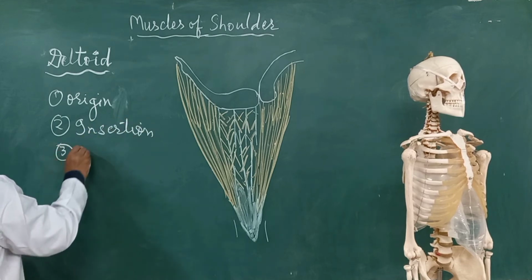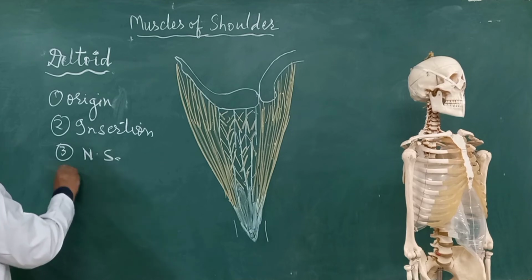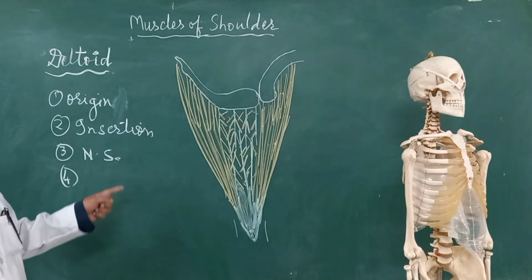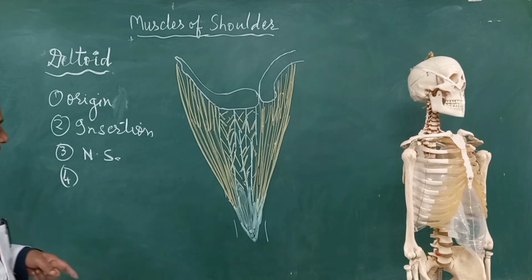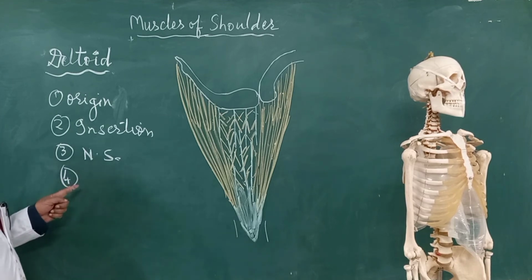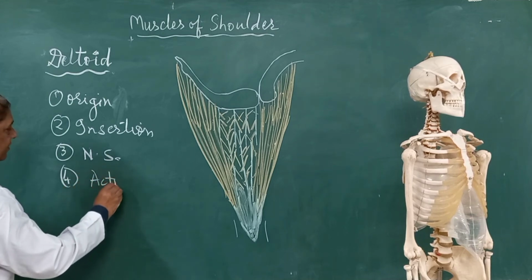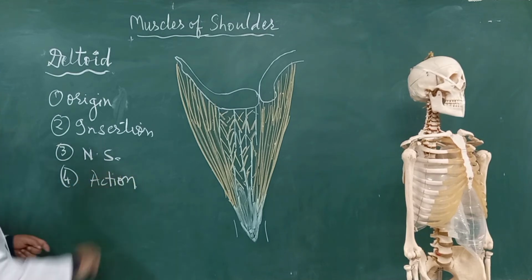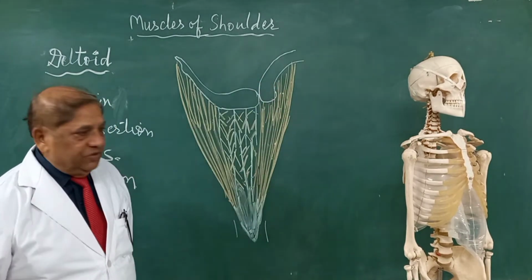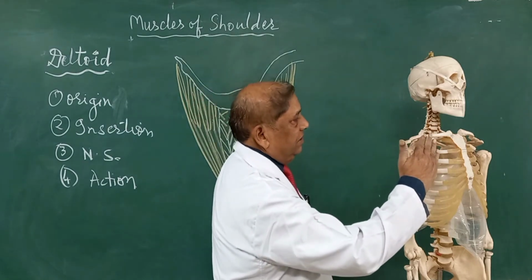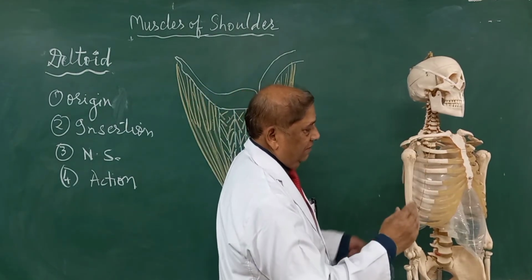Let us come to its nerve supply. The nerve supply of the muscle is by the axillary nerve, which is from the posterior cord of the brachial plexus, and its root value is C5 and C6. Then coming to the action of the muscle, the three different heads of the origin will have different actions. For example, these are the fibers from the clavicle, and let us see the direction of these fibers.